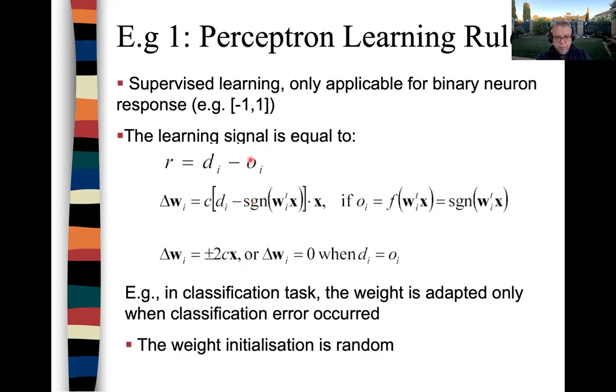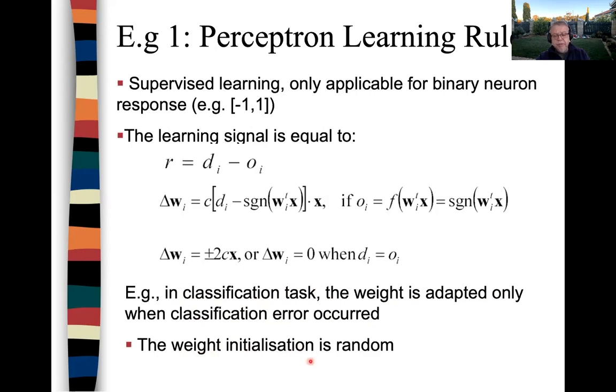Now, if di is equal to the output, if di is equal to the sine of the weighted input, then this R becomes equal to zero and your delta wi is equal to zero. So when di equals oi, the delta wi does not change. So you've reached equilibrium, kind of. Your system has learned. So in the case of a classification task or any other task, the weight is adapted only when the classification error occurs.